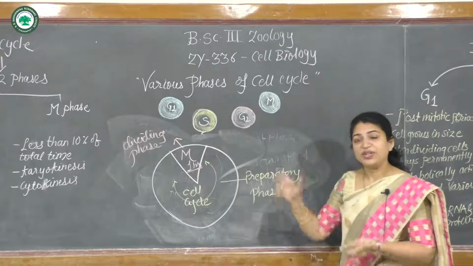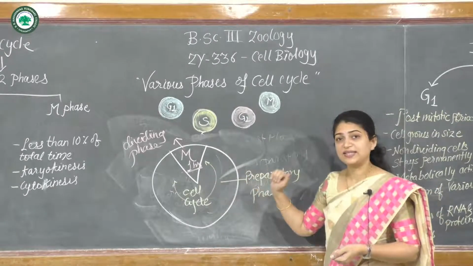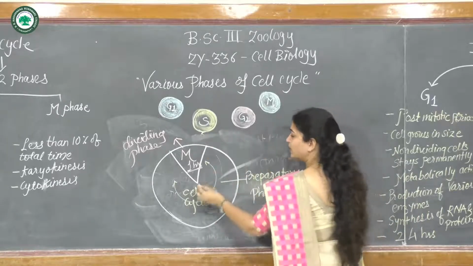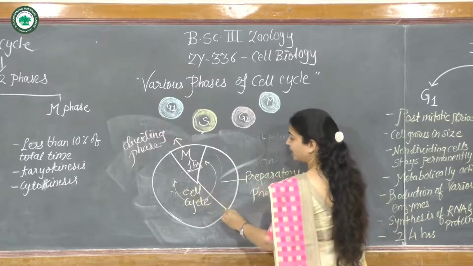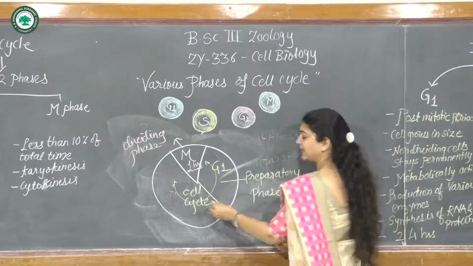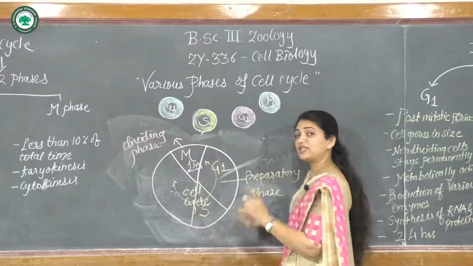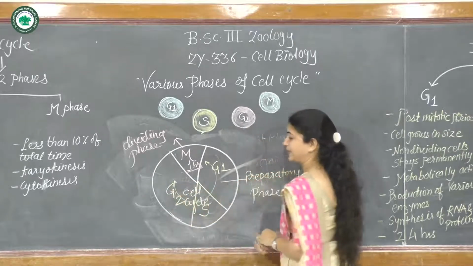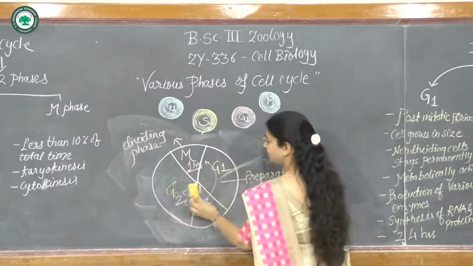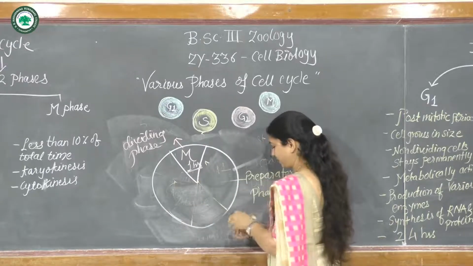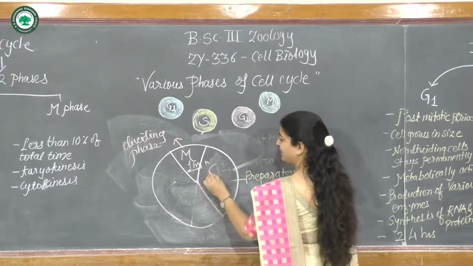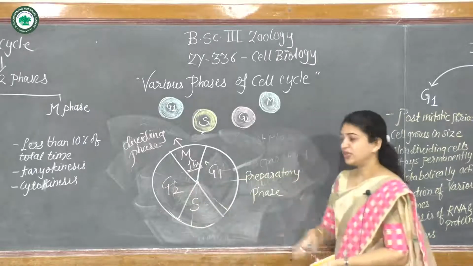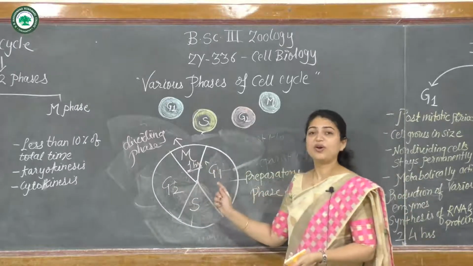So let us know about the different phases that take place in this cycle. Here we have different phases. This is the G1 phase. This is the S phase, which is similar to our sleep phase. Then we have the G2 phase. This is G1, S phase and the G2 phase. So these are the different phases of the cell cycle.